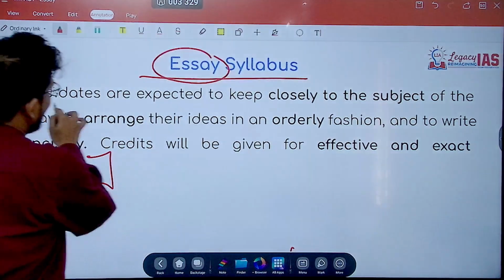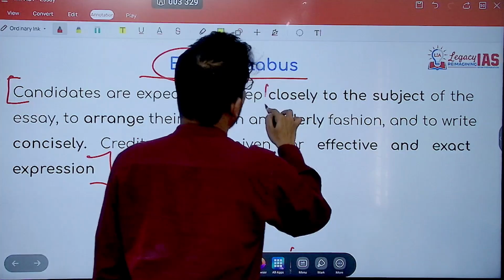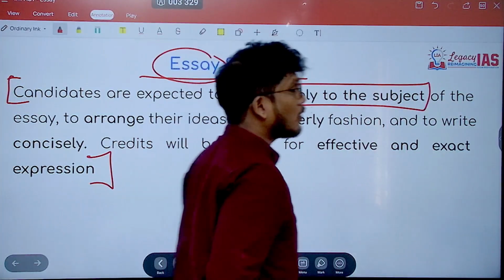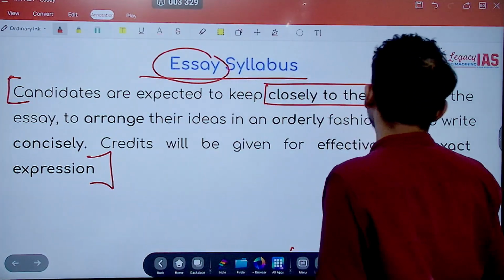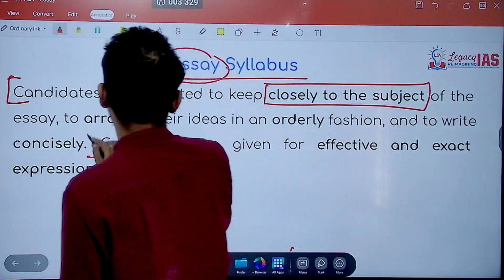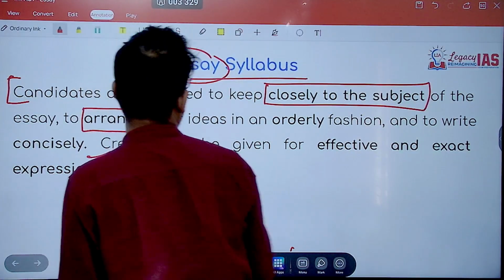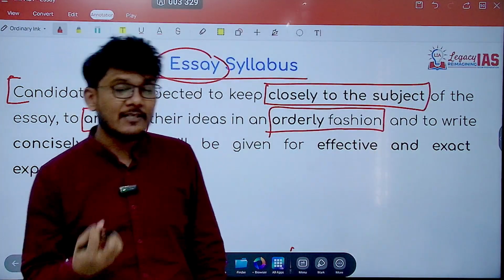It says that candidates are expected to keep closely to the subject. Means what? Whatever the topic is asked, you have to keep closely to that. Do not go away from it. To keep closely to the subject of the essay, to arrange their ideas in orderly fashion. So you have to arrange your ideas in an orderly fashion.